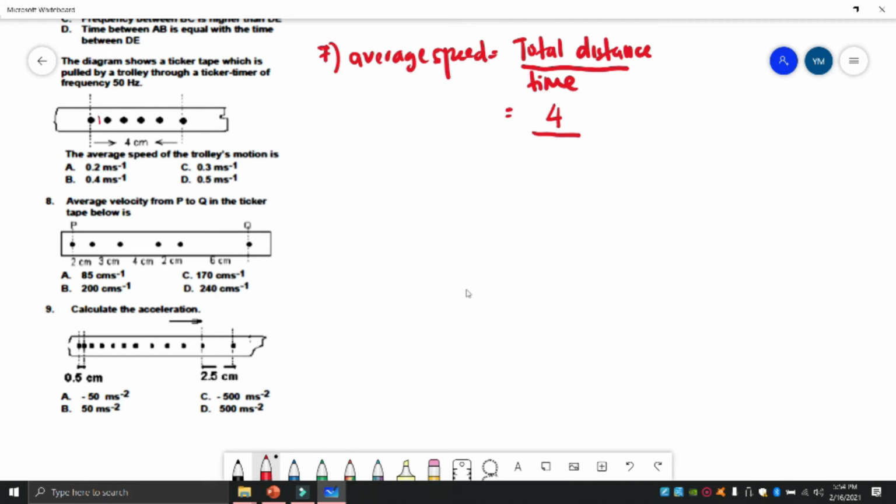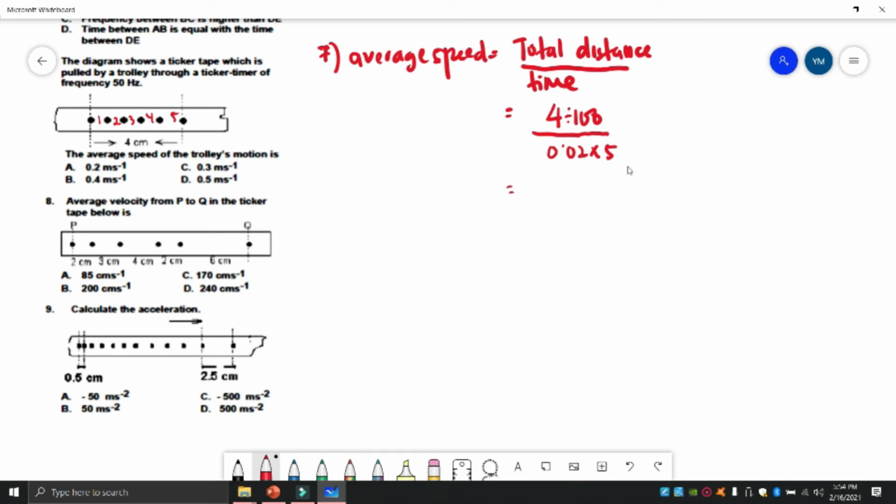So 1, 2, 3, 4, 5. But you have to remember for this one they use cm, but the answer is in meter. So the 4 here you must divide by 100 first to change it to meter. And then the time here is 0.02 times 5. You already know that 1 tick is equal to 0.02. Since there are 5 ticks here, 5 multiplied by 0.02.